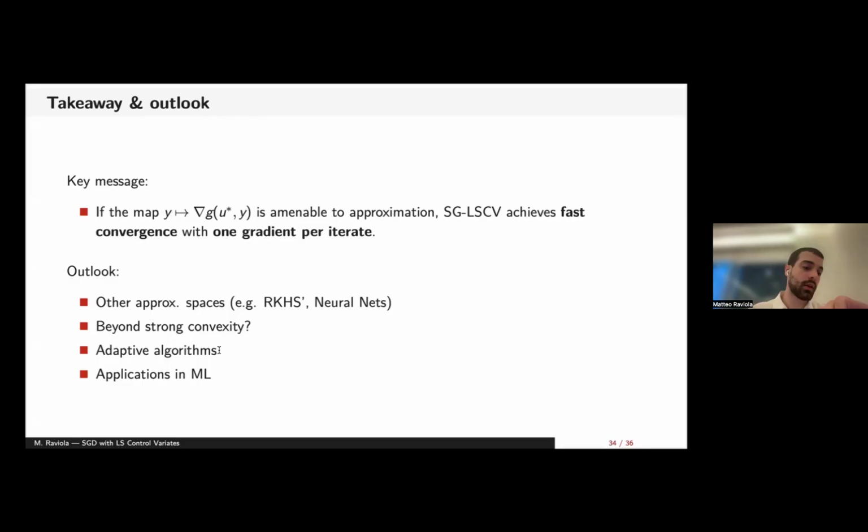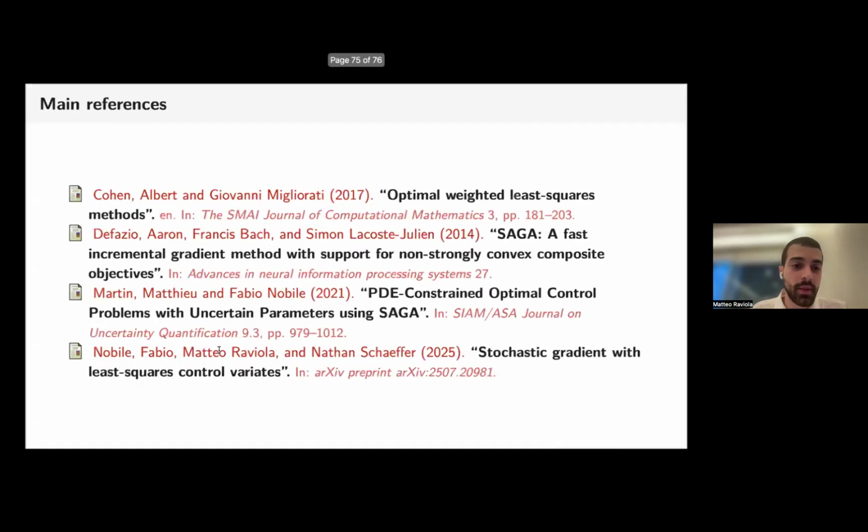I think my time is almost up and I'm actually done. So these are my main references. We have the work from Cohen and Migliorati on optimal weighted least squares, then the SAGA work, then an application of SAGA to the PDE-constrained optimization problem by Fabio and Matteo Martin. And finally, I would like to draw your attention, if you're interested, to our preprint on arXiv.